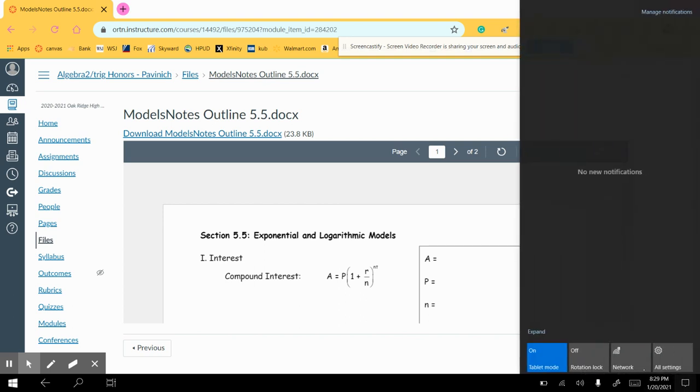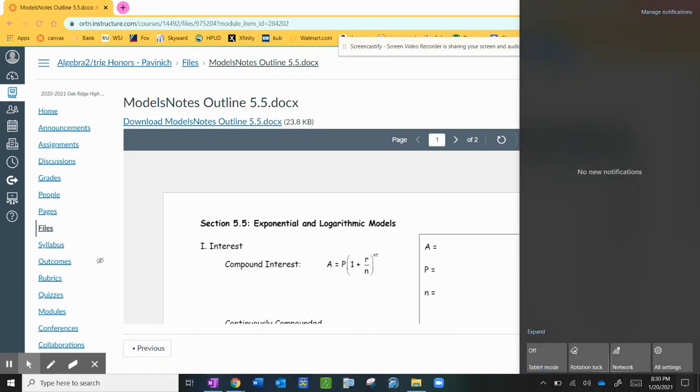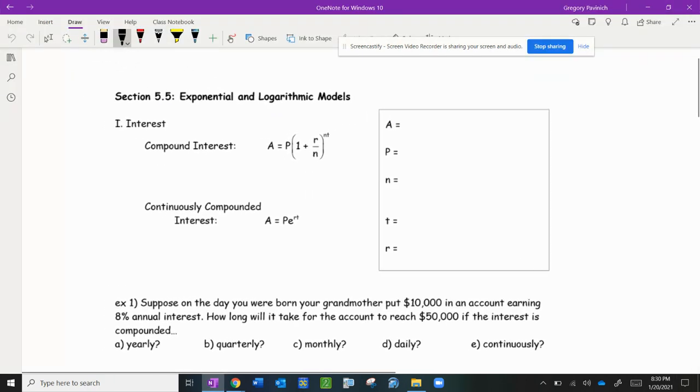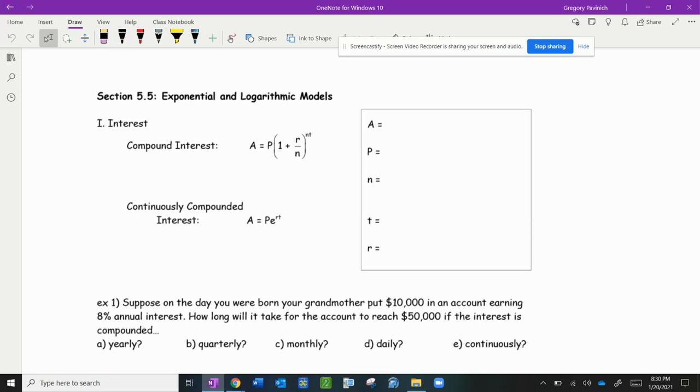Hey, today we are going to work on some modeling problems, which is just doing a few word problems. We're not going to use an IMB, we're just going to work on a little bit of a worksheet. Our section is 5.5 in the book. We're going to start off with something we've already done, which is compound interest and continuously compounded interest. But this time we should be able to solve for the E algebraically.